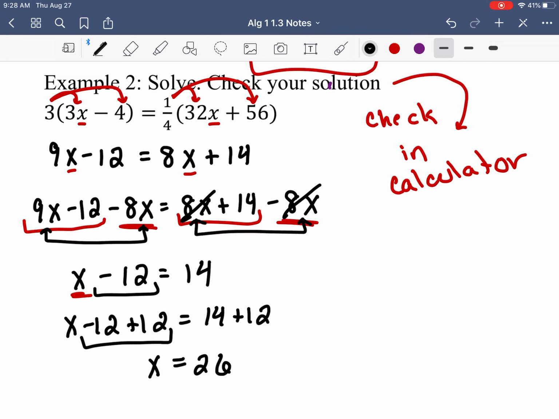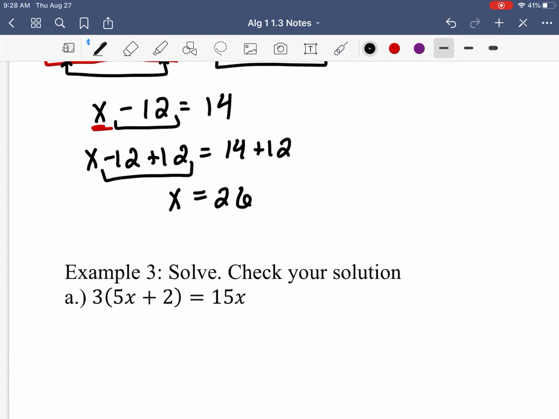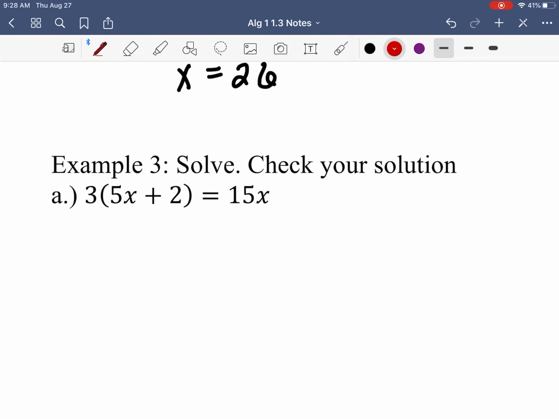Okay, so this one's very similar to this one up here, in that I have that parenthesis issue going on. So let's go ahead and let's distribute again. So let's take this 3 and multiply it in. So 3 times 5, 15x, plus 6 equals 15x.